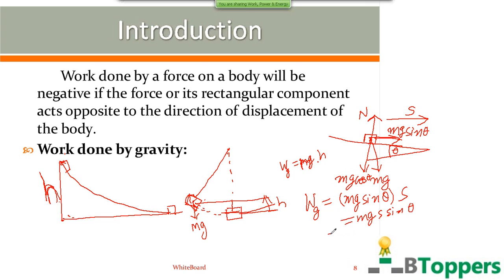The body slides from the top of the inclined plane to the bottom. For the magnitude of displacement, we write the length L of the inclined plane, and sin theta can be written as h by L, where h is the vertical height of the inclined plane. So the work done by the gravitational force will be mgh.